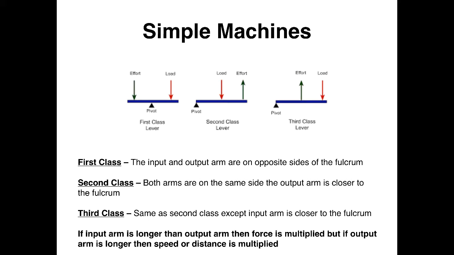If the input arm is longer than the output arm, then the force is multiplied. So in a second class or first class, the force will be multiplied. However, if the output arm is longer than the input arm, then the speed or distance is multiplied. And this is what occurs in a third class lever.